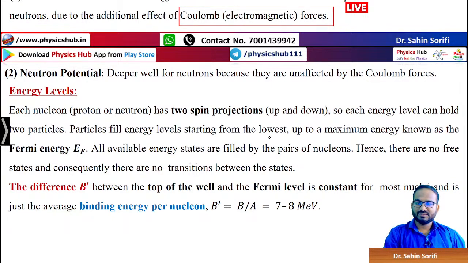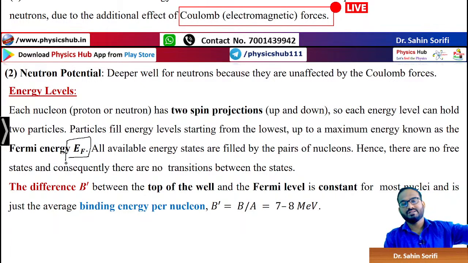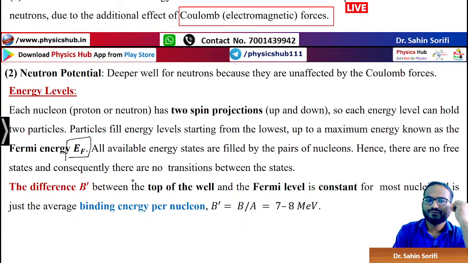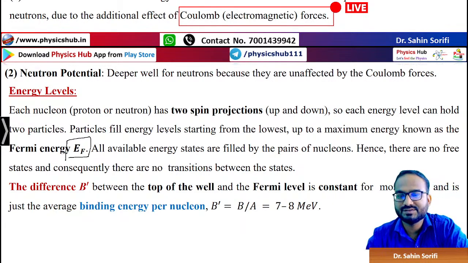Particles fill energy levels starting from the lowest up to a maximum energy known as the Fermi energy. Fermi energy, you know already the definition, is the energy of the highest occupied level. All available energy states are filled by pairs of nucleons. Hence, there are no free states and consequently there are no transitions between the states.